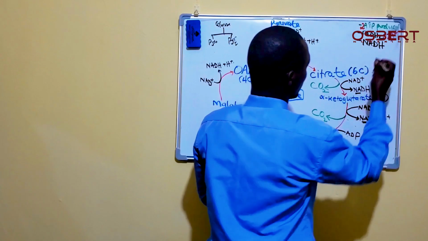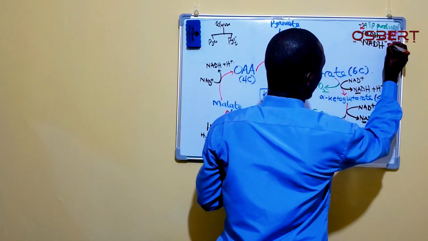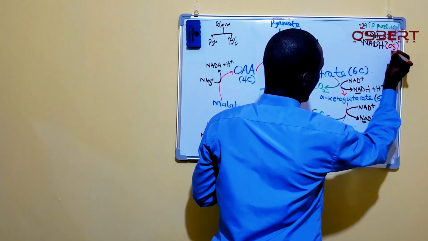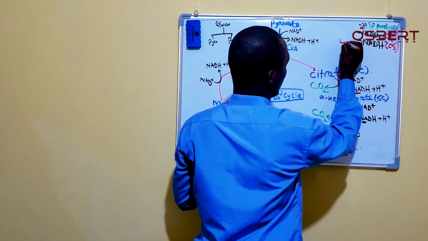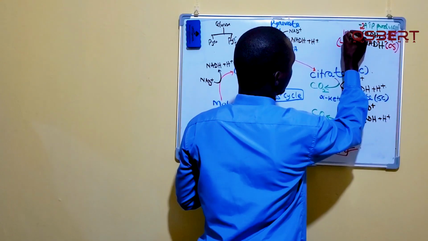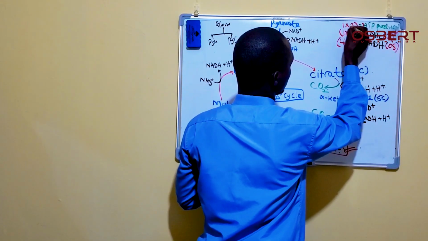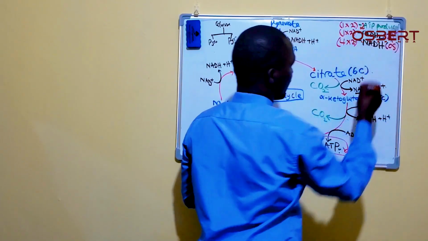So it means the total NADH here will be 8. And how have we got this 8? We have 4 times 2. Here we go to 1 times 2 to give us these 2 here.